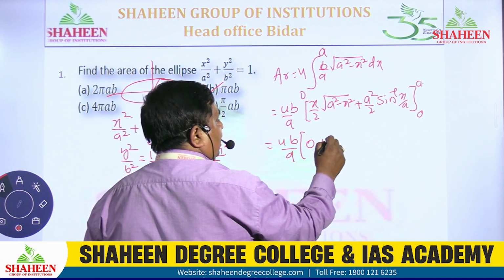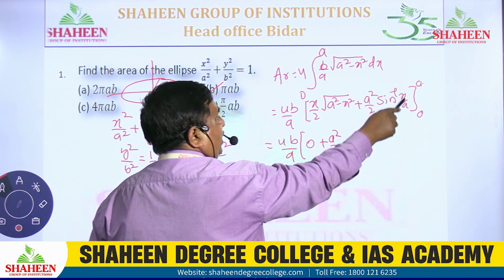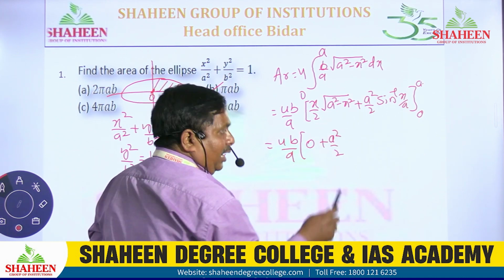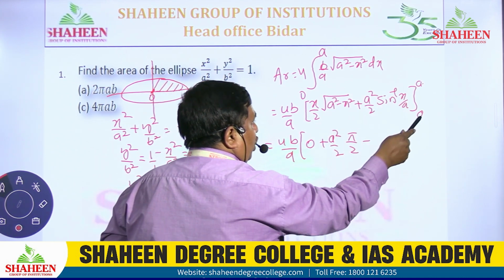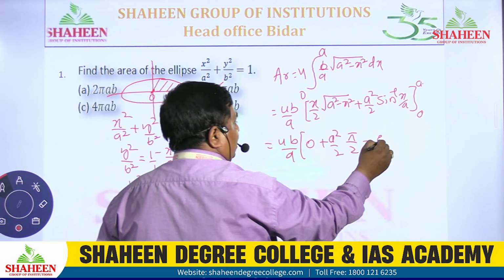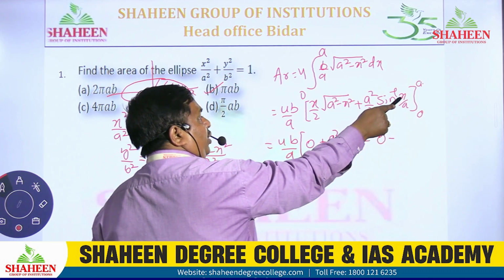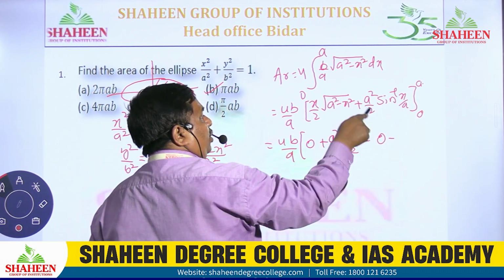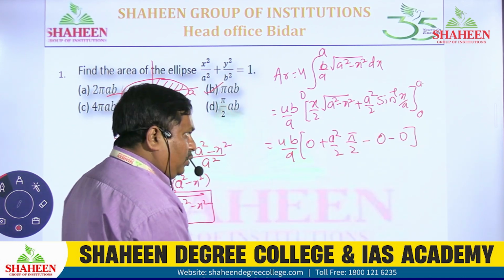The second term is a square by 2. If you take x equal to a, a by a is 1. And what is sine inverse 1 value? That is pi by 2. Minus the lower value. If you take x value as 0, 0 into anything is 0. Minus, if we take x equal to 0 here, 0 by a is 0, sine inverse 0 is 0, the last term is also 0.